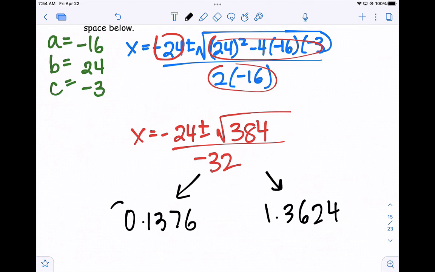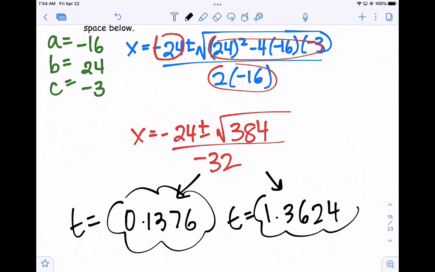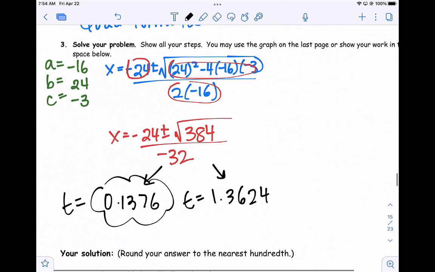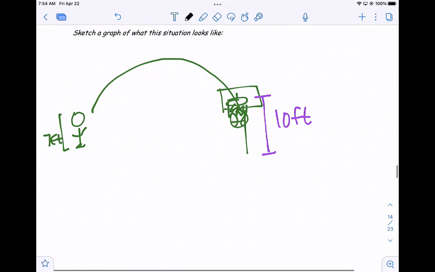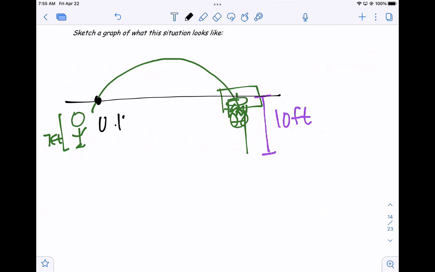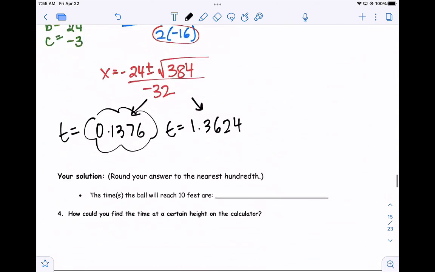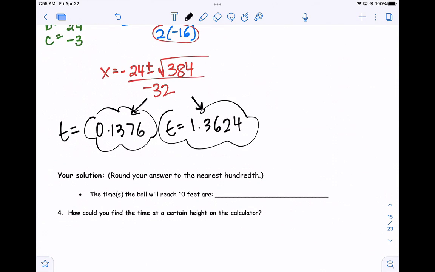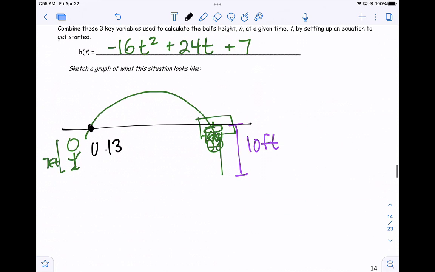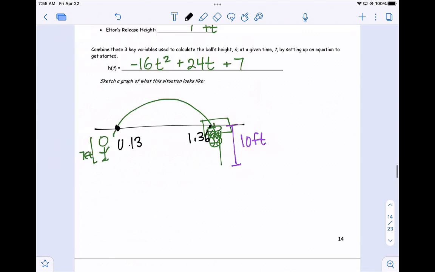So the question is, and this is for time, what do these two answers mean? If we go back to the graph, one is at 0.13 seconds, almost right away. So here's 10 feet, right? Almost right away at 0.13 seconds, it hits 10 feet. It's going to go up and then hit 10 feet again when hopefully it goes in the basket, and that's at 1.36 seconds. So it only takes 1.3 seconds to get to the hoop.